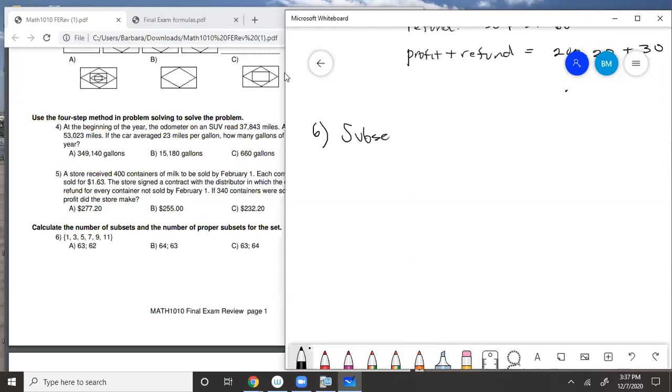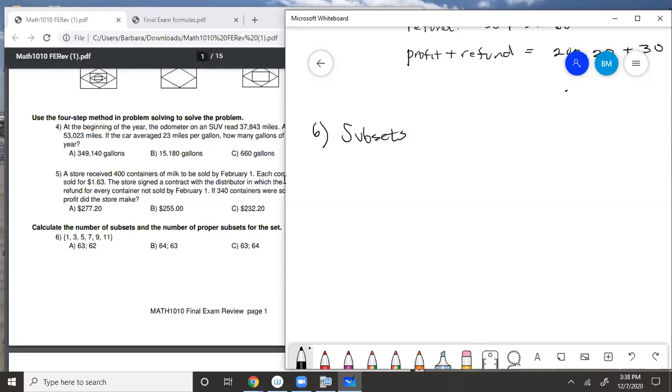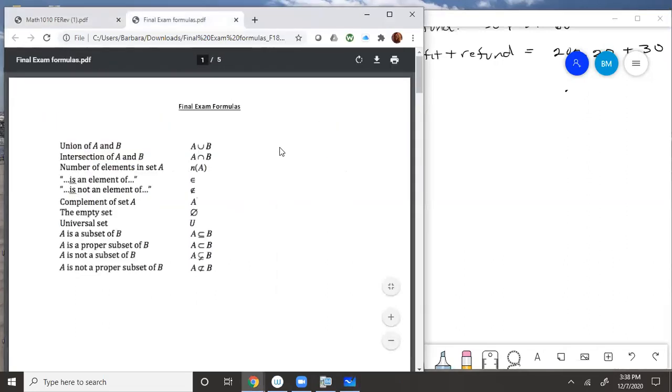Subsets and proper subsets. When we're talking about just the number of subsets and proper subsets, we can do it by hand, but it's going to be rather cumbersome. Basically, you would have to form every single subset of all of these numbers. There are 1, 2, 3, 4, 5, 6 numbers here. And you can have groups of 1, 2, 3, 4, 5, or 6 and different numbers in those groups. So let's go over to our formulas and see if we have that on our sheet.